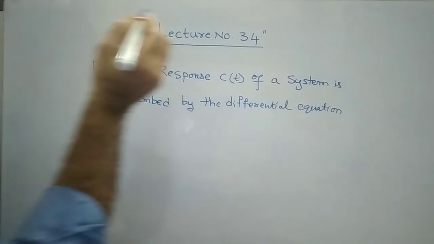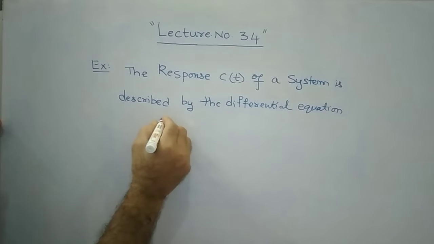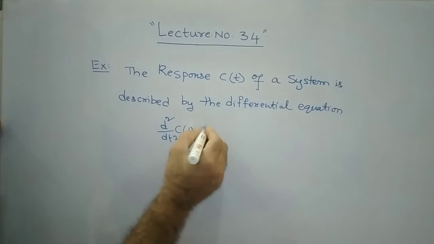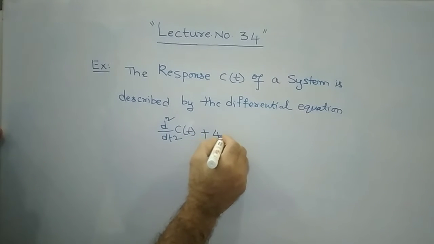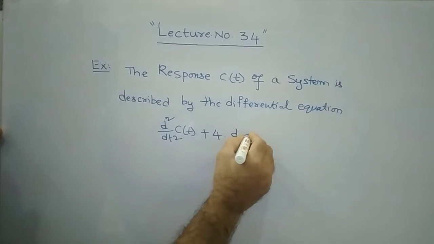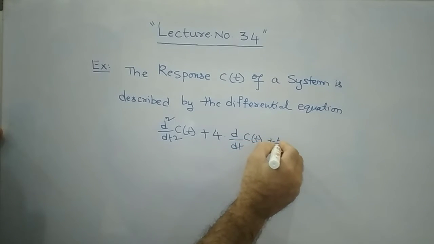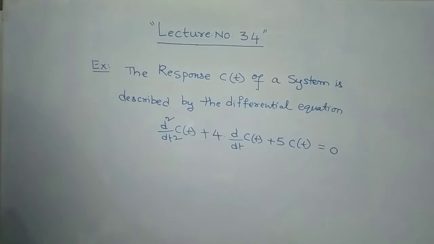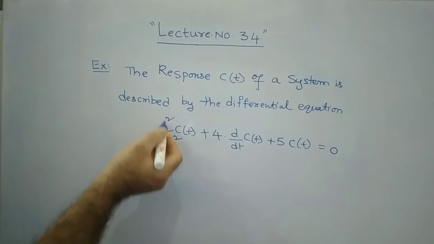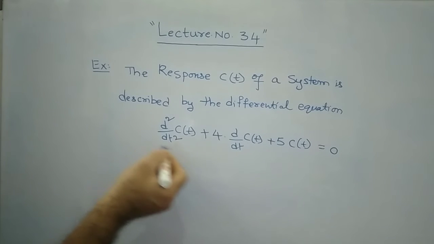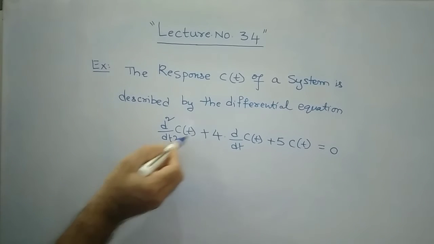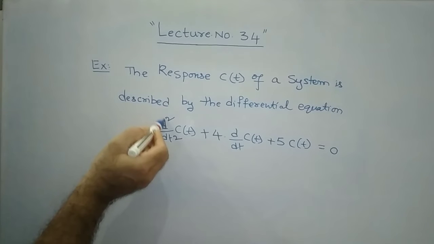The equation is given like this: d square by dt square of C of t plus 4 times d by dt of C of t plus 5 into C of t equal to 0. This is the given differential equation. Since d square, the second order derivative, is the highest derivative, it is called a second order system. The first term is second order and the second term, d by dt, is first order.